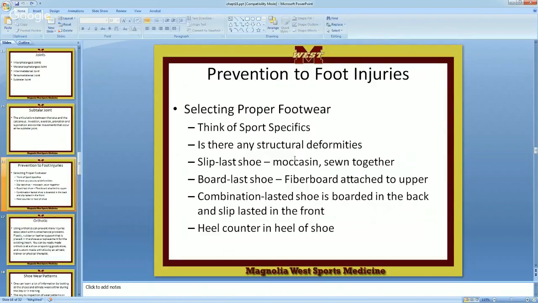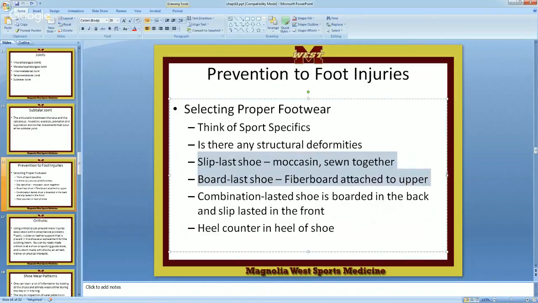16, prevention. You need to know your shoes. Slip last, which is a moccasin sewn together. There's board last, shoe fiber board attached to the upper. Know which one is which.